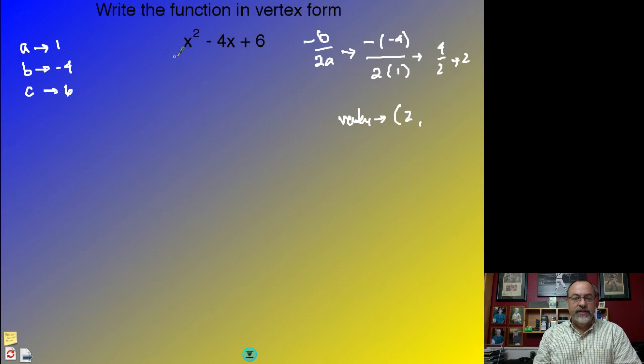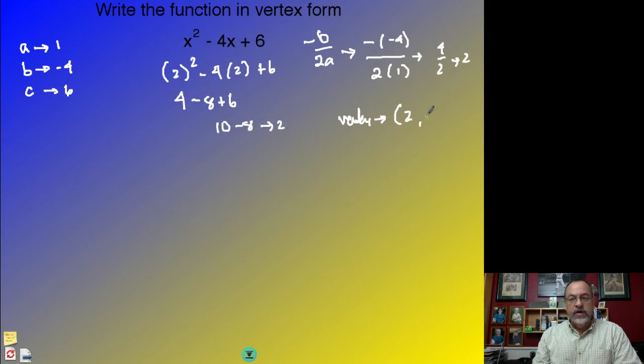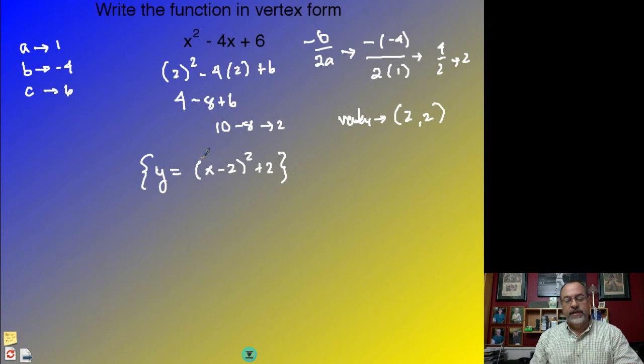Now to find the y value, I substitute it in here. So I have 2 squared minus 4 times 2 plus 6. So this is 4 minus 8 plus 6. So 6 and 4 is 10 minus 8, which is 2. So this is 2. So I have my vertex, which means I have my h and my k, and I have my a already, so I just put it in vertex form. So y equals a, which is 1, and again, I don't need the 1 when it's in vertex form because that 1 can be multiplied out. So as a matter of convention, we don't need to write it. Plus 2, so here's my vertex form given the standard form.